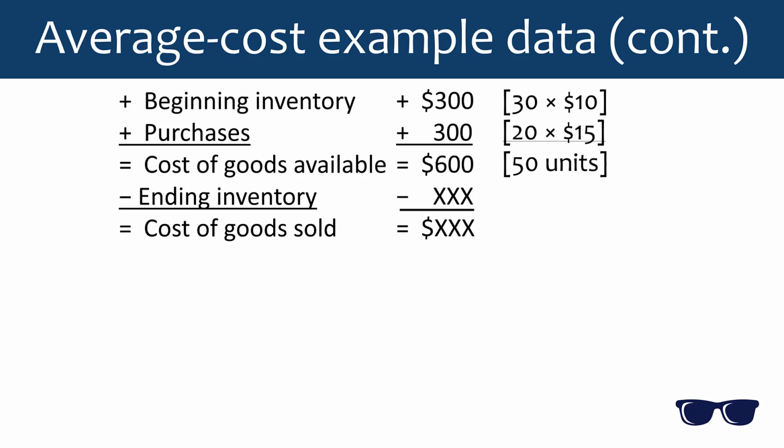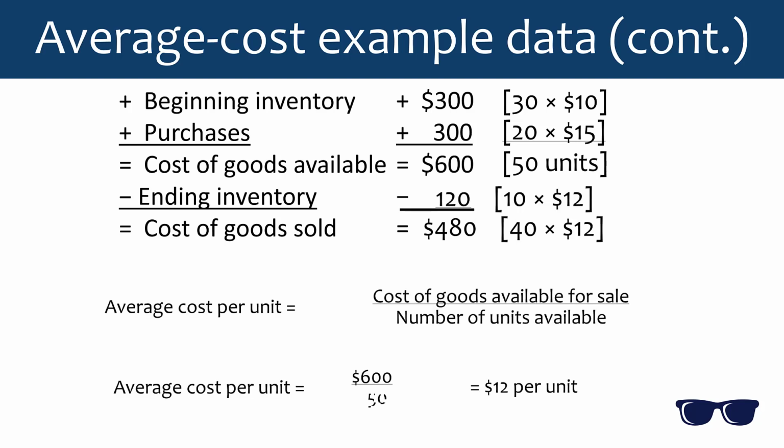Let's get into the calculations for our average cost example. Beginning inventory is $300, or 30 units times $10. We will add purchases. Purchases are $300, which was 20 units at $15 each. Once we add beginning inventory plus purchases, we get cost of goods available, which is $600. We also know there were 50 units available, which was 30 units in beginning inventory plus 20 units purchased. Okay, now we can subtract ending inventory.